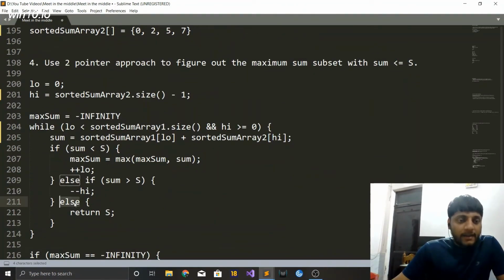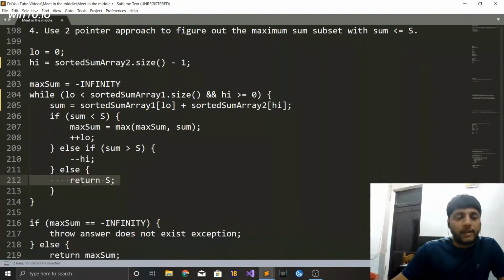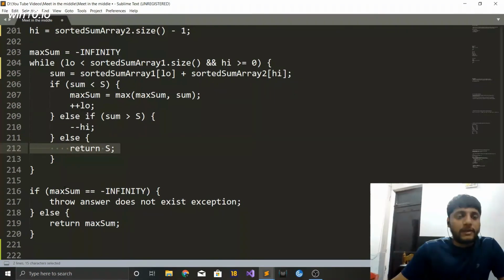And the third condition, else, basically if we have received the sum which is exactly equal to s, this means we have got the answer. Now there cannot exist any greater sum which will be less than equal to s. So here we are directly returning to save the cost of doing the while loop. Eventually when this while loop will be finished, there will be two possibilities. Either you found the answer or you didn't find the answer.